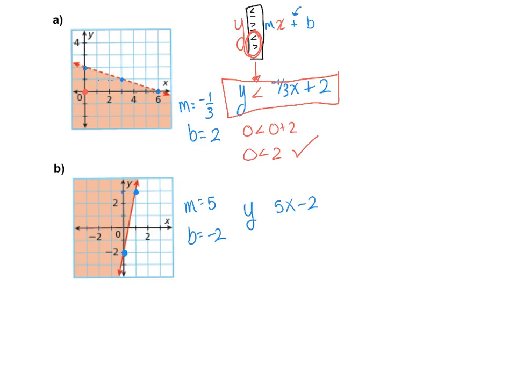And now I need to see, is it less than or greater than? It's to the left of the line, but it's kind of above the line. So I really don't know on this one. I know it's equal to. It's either this or this. I need to decide which one. So let's say I take a guess that it's going to be less than or equal to 5 times 0. I'm testing 0, 0. Is 0 less than or equal to negative 2? No. So I picked the wrong symbol. It's not less than or equal to. It's greater than or equal to.